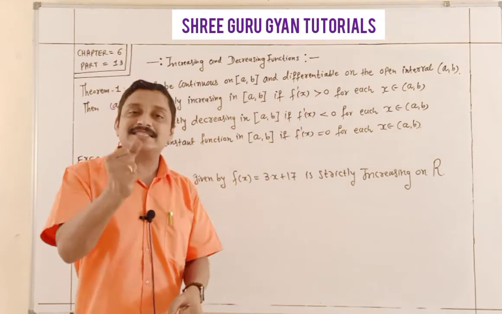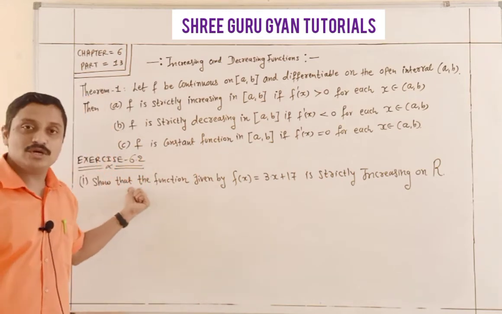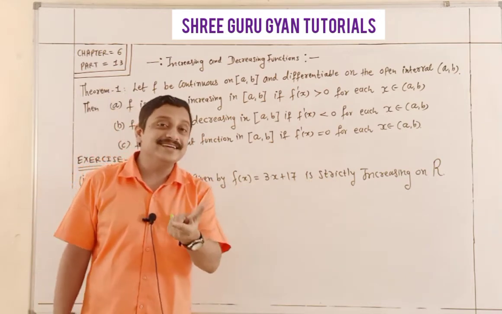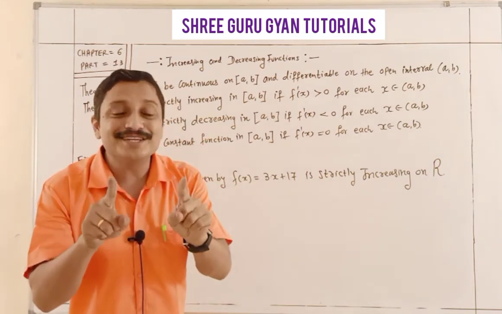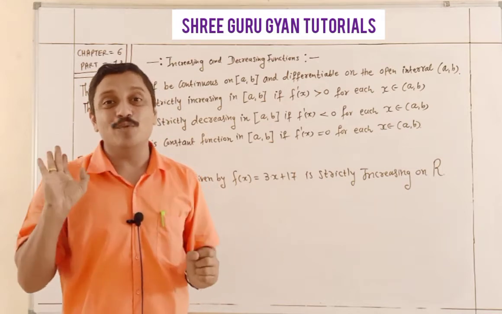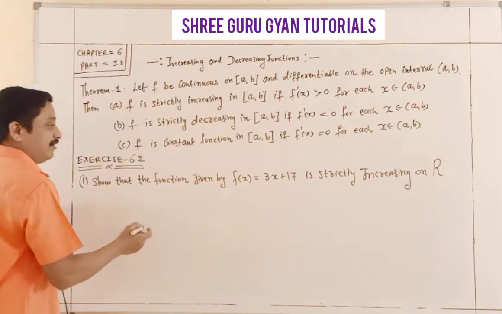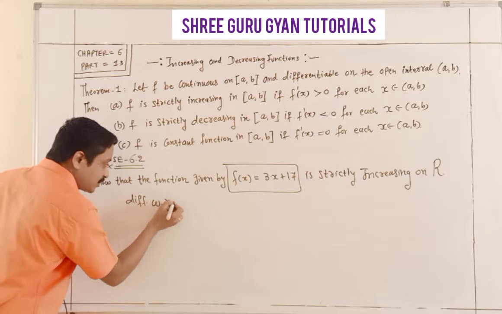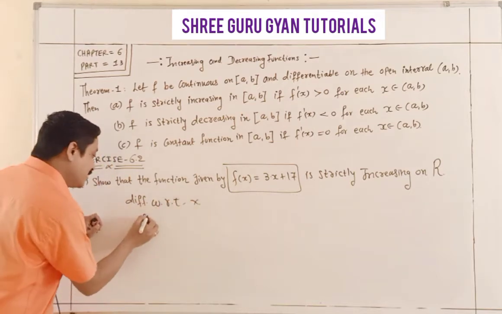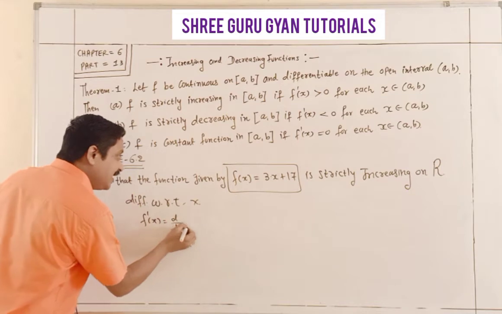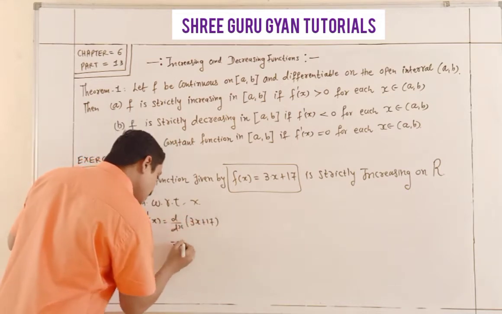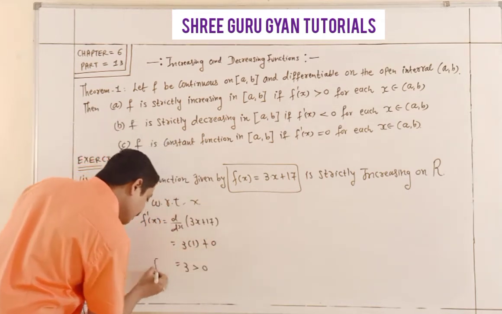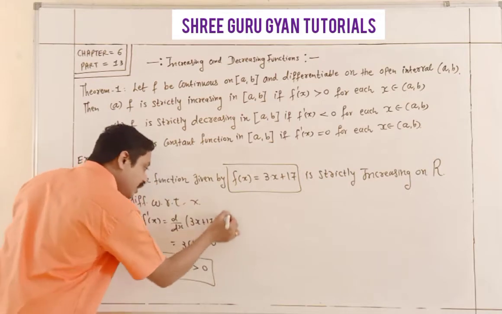Now students, I start today with the first numerical, exercise 6.2. Show that the given function 3x plus 17 is strictly increasing. It means we will prove the first derivative is greater than 0 in its domain. So students, I just take the derivative of this function, differentiation with respect to x. So f dash x, very easy, d/dx of 3x plus 17, here 3 plus 0, and this is always greater than 0 in its domain.